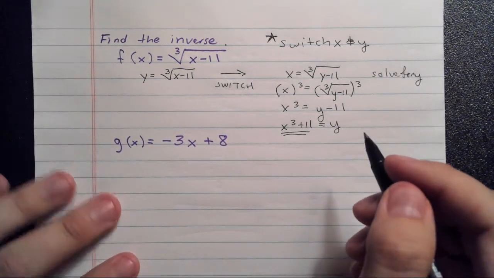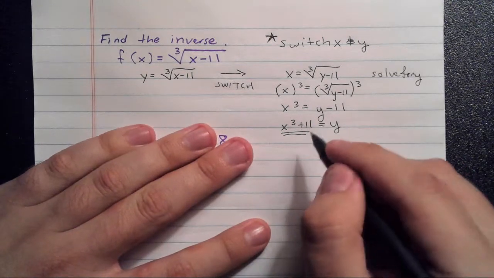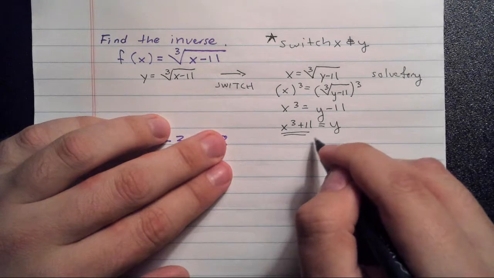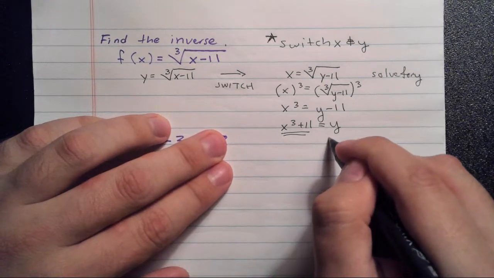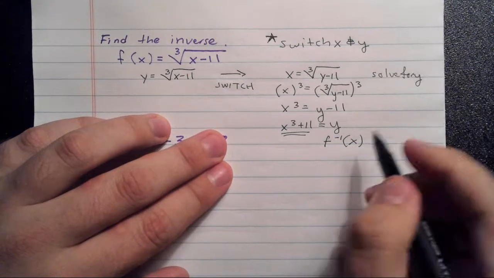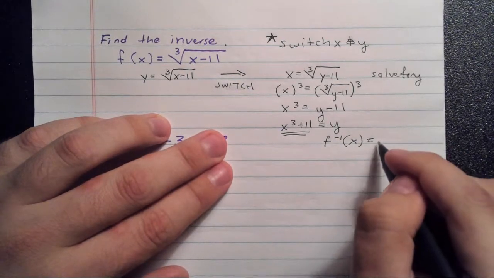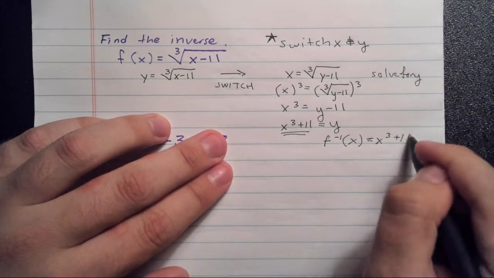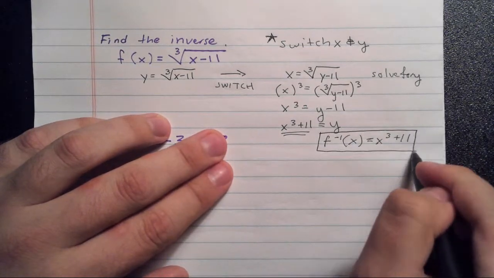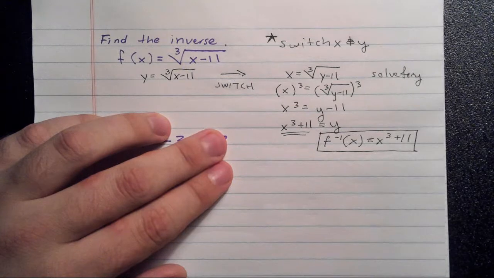Now, the other thing about inverses that's worth remembering is there's a special notation. I started with f of x. The inverse of f of x is denoted as f inverse of x with this little negative 1. And that'll be equal to x cubed plus 11. Okay? That's how you find an inverse.